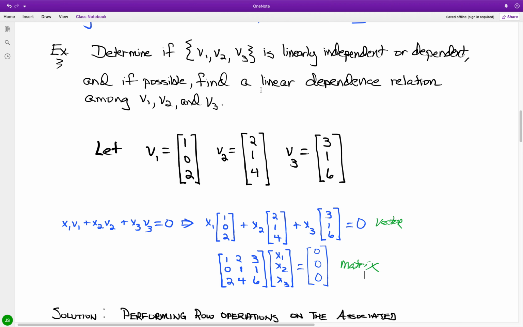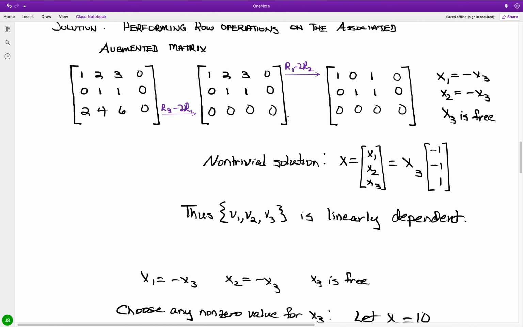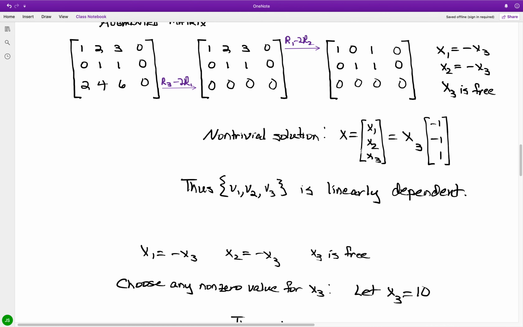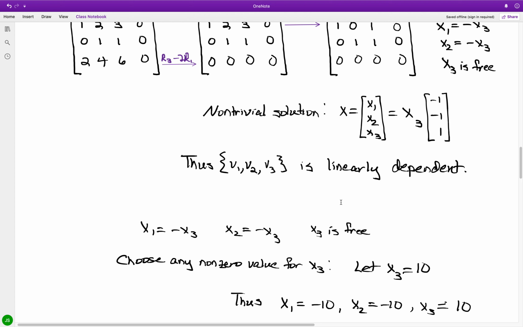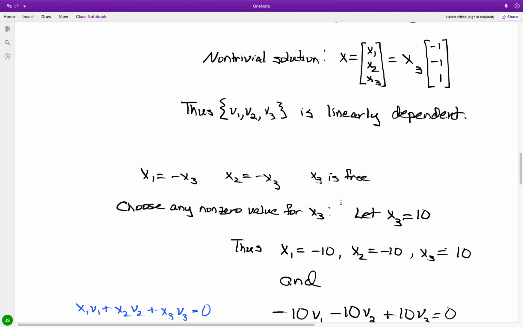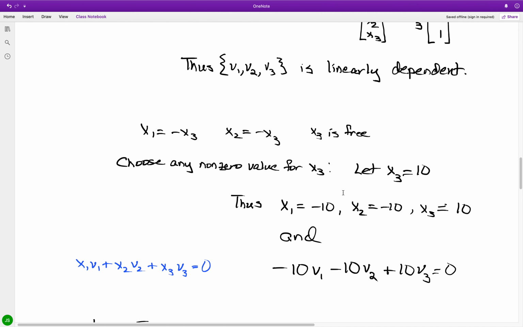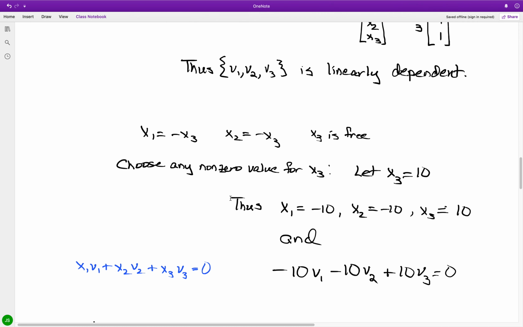And it says, if possible, find a linear dependence relation among v1, v2, and v3. And again, we had our non-trivial solution, which resulted in x1 and x3 being additive inverses, as are x2 and x3, and x3 is free. And just for a sample, we can choose any non-zero value for x3, and we'll just say arbitrarily that x3 is equal to 10. So if x3 is 10, we're going to have additive inverses from x1 and x2, where each of these values will be negative 10.